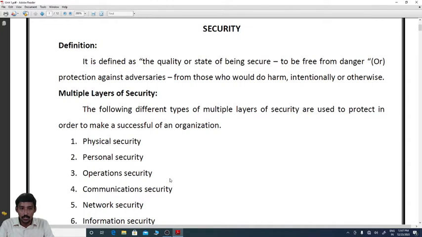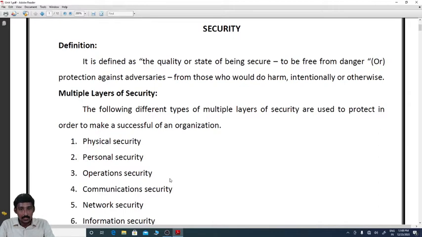Today I'm going to talk about the concept of information security in an organization. I think we know that security plays a major role in storing information in a secure manner. First of all, I'm going to define what security is. Normally, simply we can call it being free from danger. Simply we call it security.